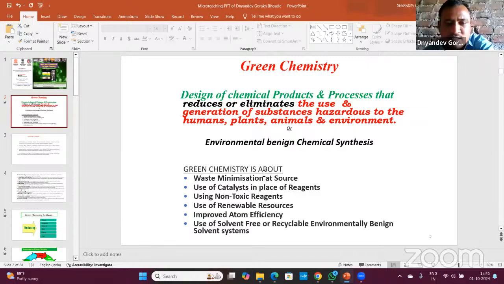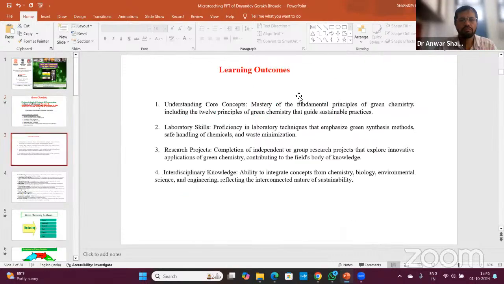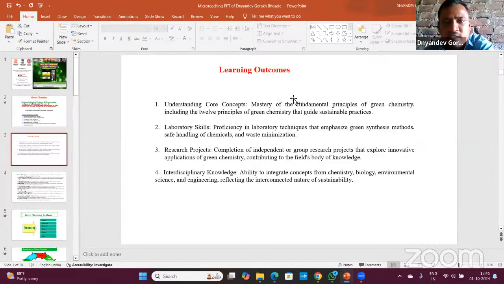I would like to tell about waste minimization, use of different types of catalysts in normal conventional reactions, use of non-toxic reagents, use of renewable resources, how to improve the atom economy in chemical reactions, and the use of solvent-free or less solvent or recyclable environmentally benign solvent systems. These are some learning outcomes which I like to state initially to the students, what they are going to understand from this green chemistry.